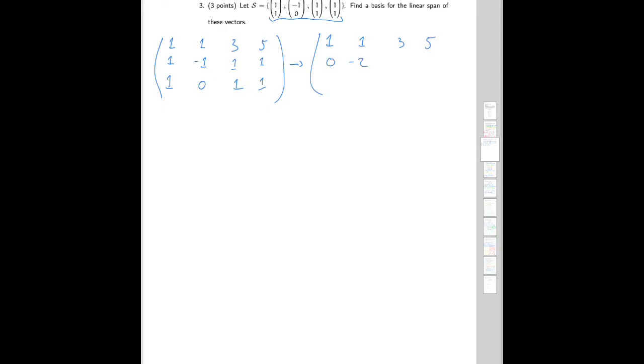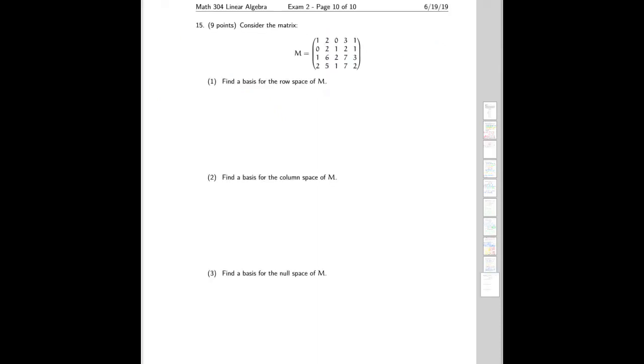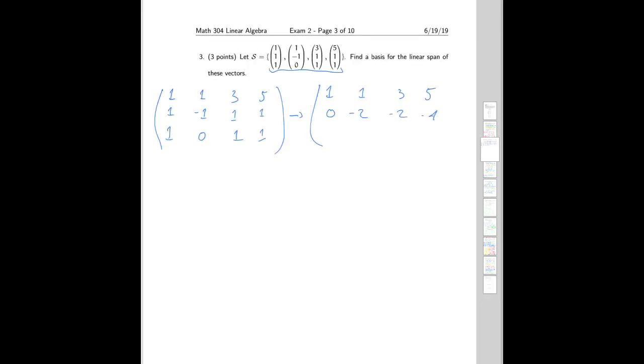1 minus 1 is 0, 1 minus 3 is minus 2, 1 minus 5 is minus 4. 1 minus 1 is 0. 0 minus minus 1 is 1. Whoops, I screwed that up. Okay, 0 minus 1 is minus 1. 0 minus 1 is minus 1. 1 minus 3 is minus 2. 1 minus 5 is minus 4.